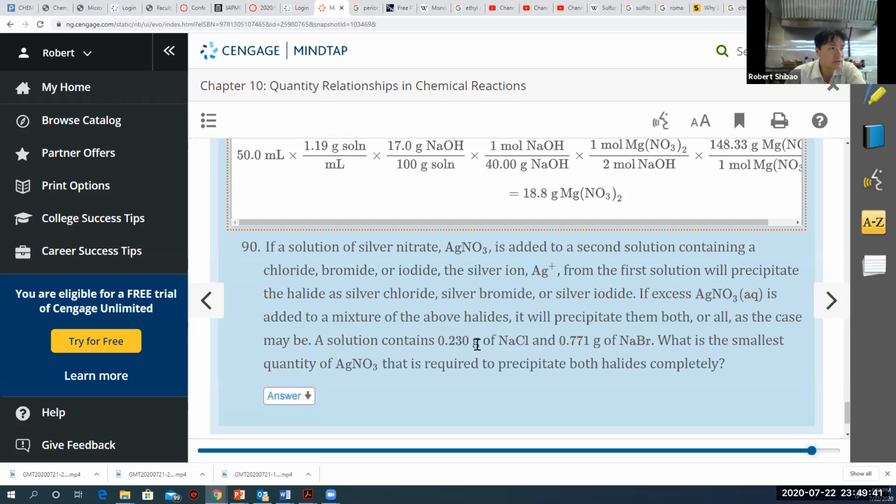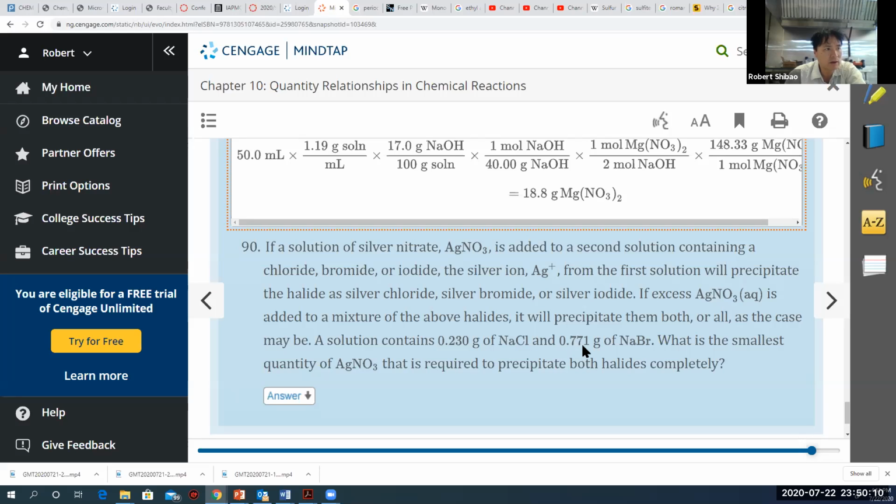A solution contains, okay, so we have a mixture of sodium chloride and sodium bromide. Then they want to know how much silver nitrate we need to precipitate out all the chloride and all the bromide. So this one we do two separate stoichiometries. We start off with grams of sodium chloride, go to moles of sodium chloride, to moles of silver nitrate, to grams of silver nitrate. That's how many grams are required to react here.